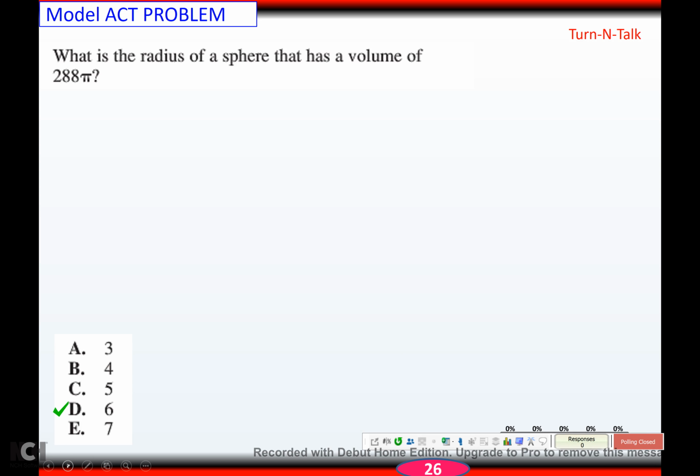And hopefully you got 6. They want the radius of a sphere that has a volume of 288 pi. Your volume of a sphere formula is 4/3 pi r cubed. They want to know the radius. They give me the volume is 288 pi. That equals 4/3 pi times my radius cubed.